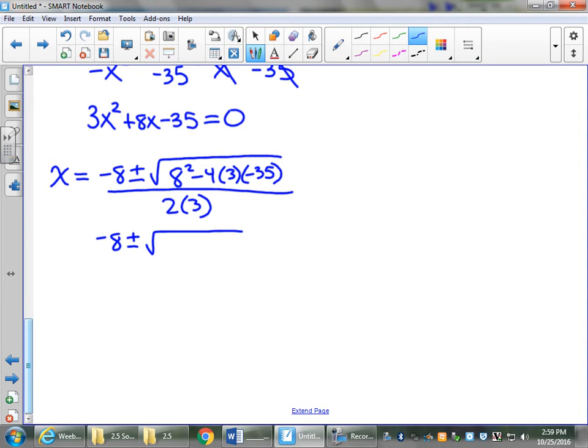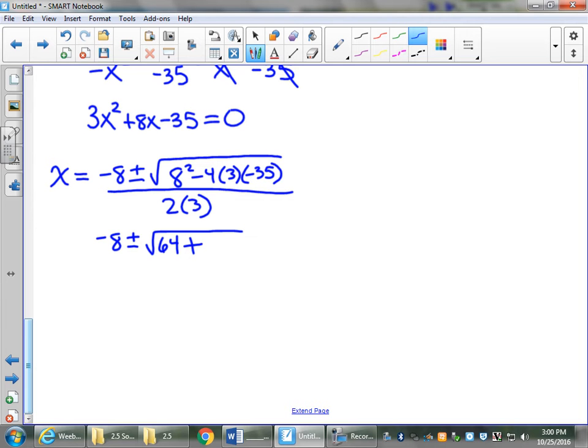Don't lose any pieces. Square the 8 to get 64. This time when I count my negatives with 4ac, I see two negatives, a -4 and a -35. When I multiply two negatives, this will change to a positive. So I've already predetermined my sign, so I can ignore my negatives now when I multiply. I'm just going to do 4 times 3 times 35. I'll do that out on the calculator.